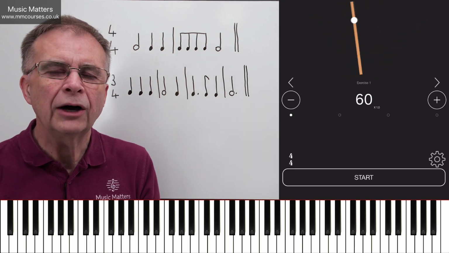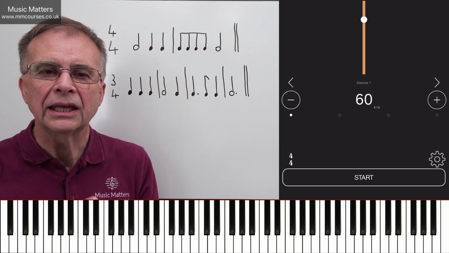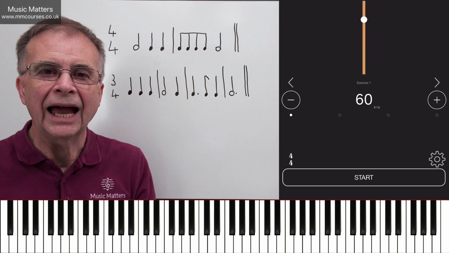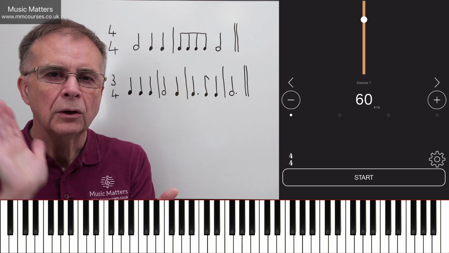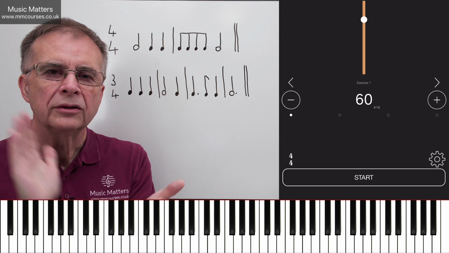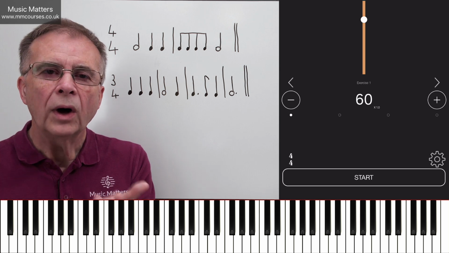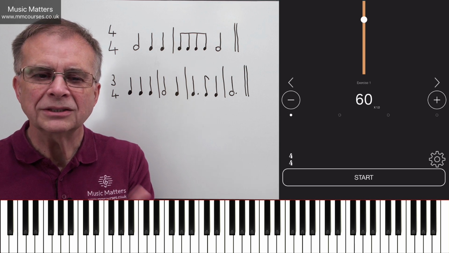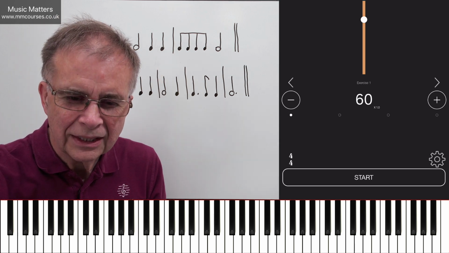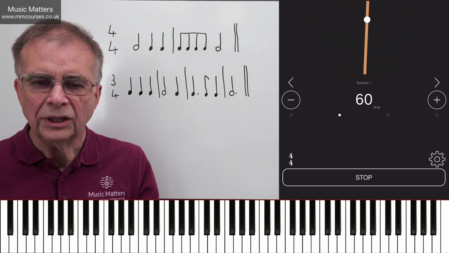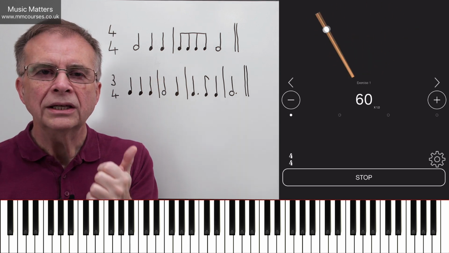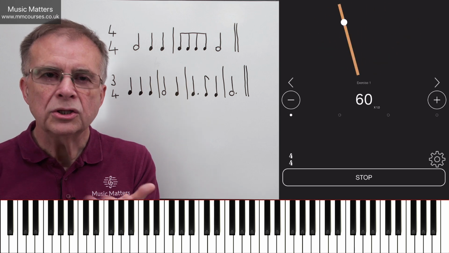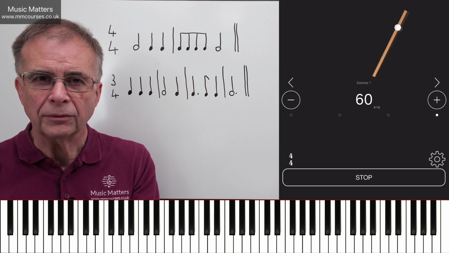Okay, now did you see how I actually did that? By counting the beats, but when I came to the quavers, I started to count the ands as well. So I went 1, 2, 3, 4, 1 and 2 and 3, 4. You see how that works? Okay, let's try it again together. 2, 3, go. 1, 2, 3, 4. 1 and 2 and 3, 4.